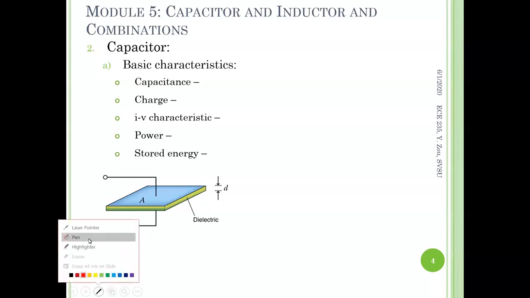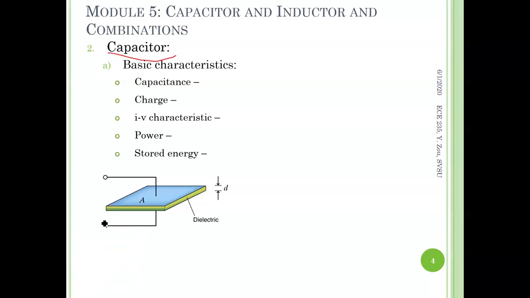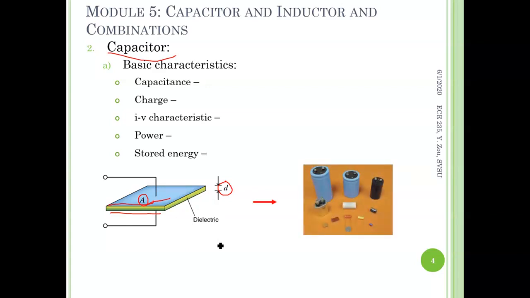First, the capacitor. In terms of structure, it's made of two plates placed in parallel, with a dielectric material in the middle, separating the two plates by a distance d. A here represents the area of each plate. Such a structure gives the capacitor. This picture shows real capacitors in real applications. From the sides, we can tell they have different capacitance values as well as voltage ratings.